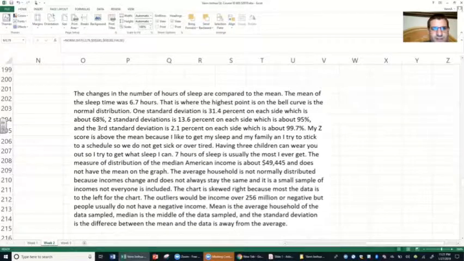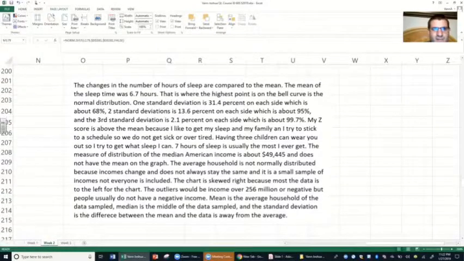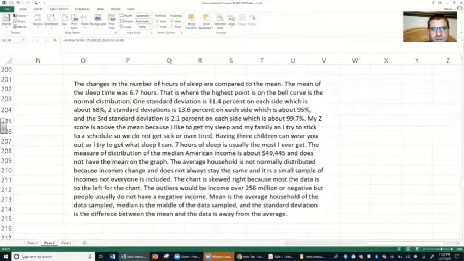The changes in the number of hours of sleep are compared to the mean. The mean sleep time was 6.7 hours. That is where the highest point is on the bell curve. This is the normal distribution.